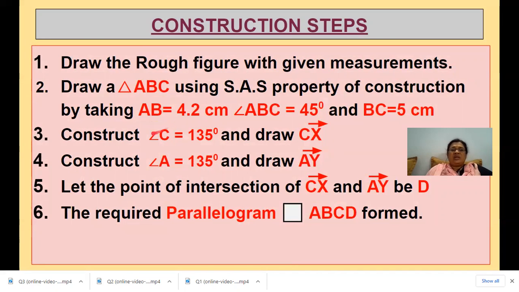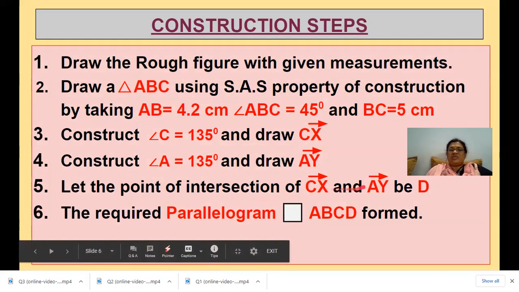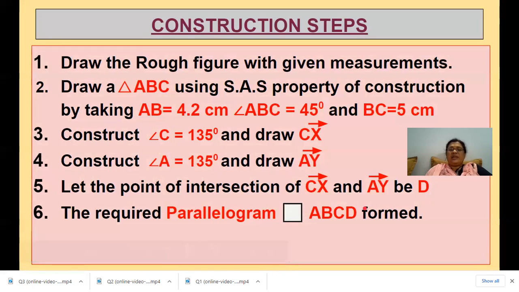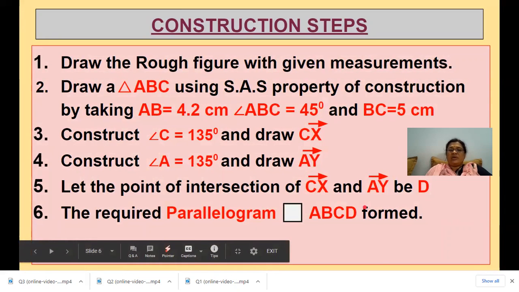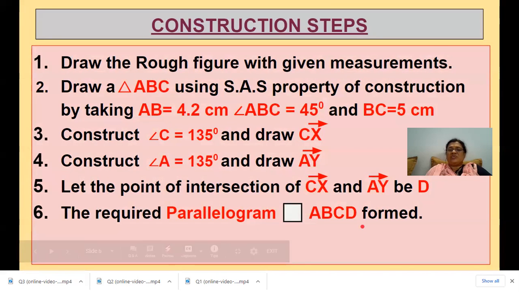After that, keeping the point at C, make an angle of 135 degrees and draw a ray, that is the CX ray. With center A, make an angle of 135 degrees and draw another ray. Let the point of intersection of these two rays be D, and when you join AD and CD, you get a parallelogram. So the required parallelogram is formed. These are the construction steps.